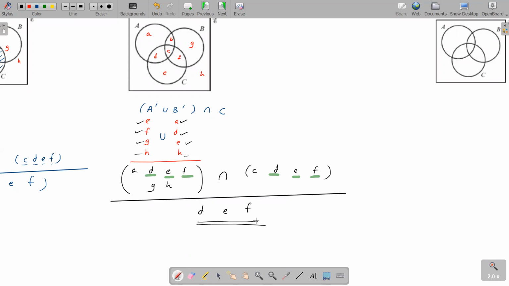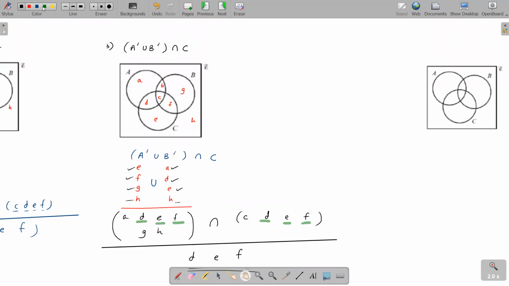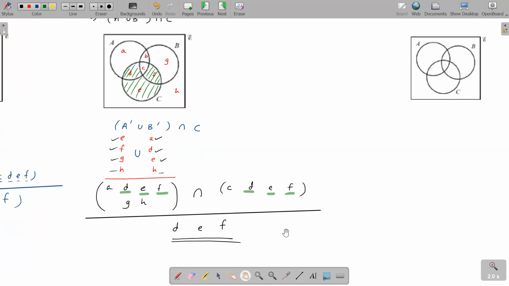So in the diagram, you will shade the regions D, E, and F. Go to the diagram and shade D, E, and F. Can you guys see? Make sure you give the shading properly. This is the answer, this is what you need to shade. So we'll go for the next one.